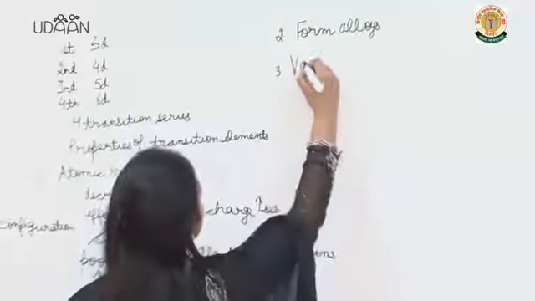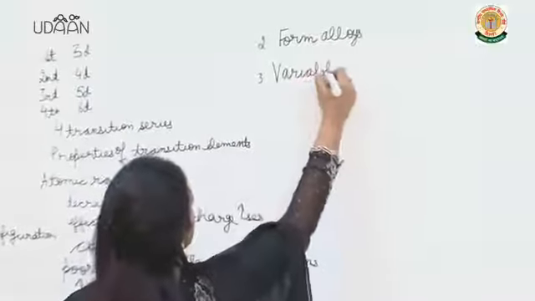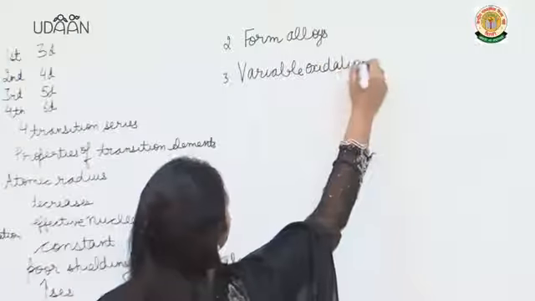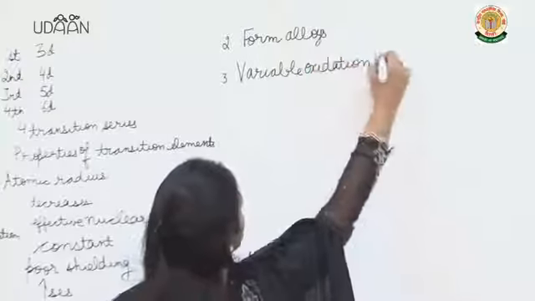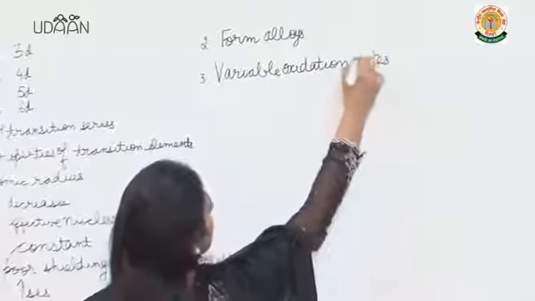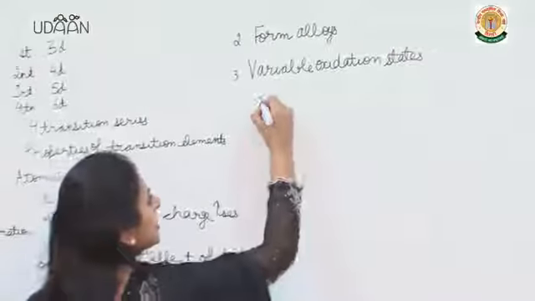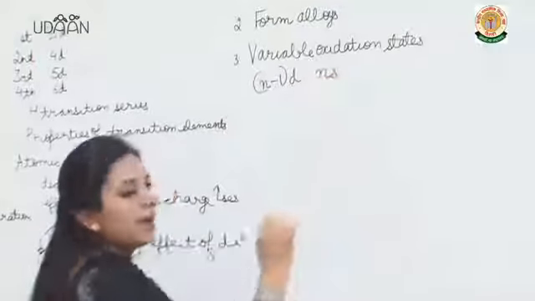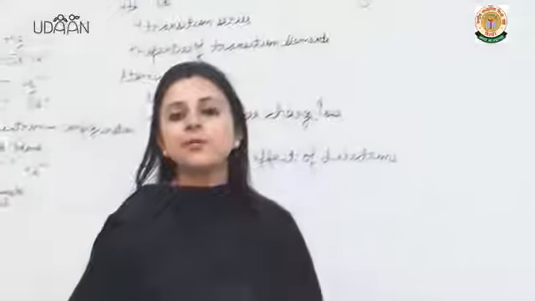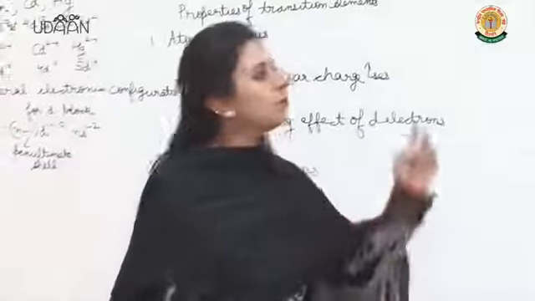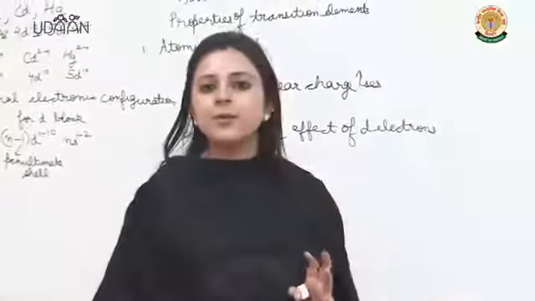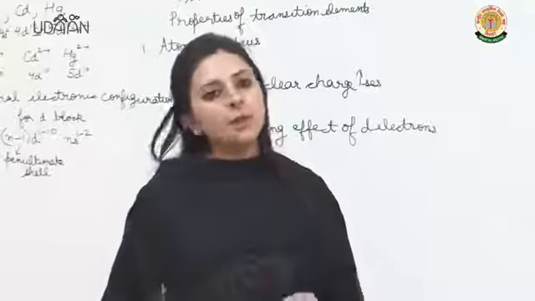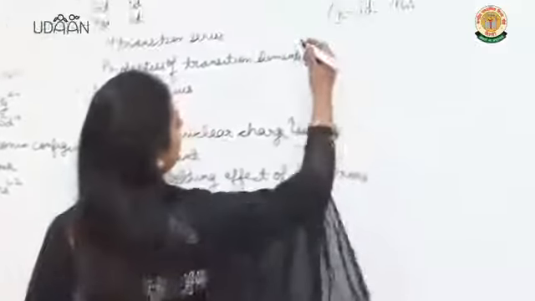Now what is the third property? The third property is that they can show variable oxidation states. Why do you think they can show variable oxidation states? Because in transition elements the energy gap between the (n-1)d and ns orbitals is very small. So electrons from both these orbitals can participate in bonding and therefore they can show variable oxidation states.